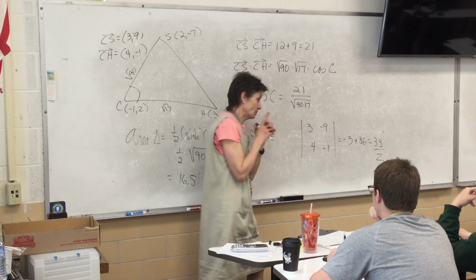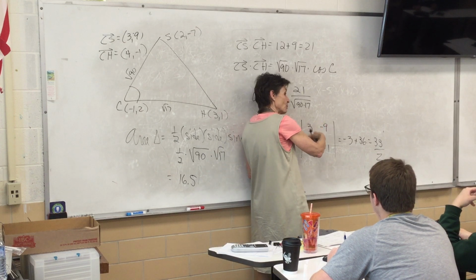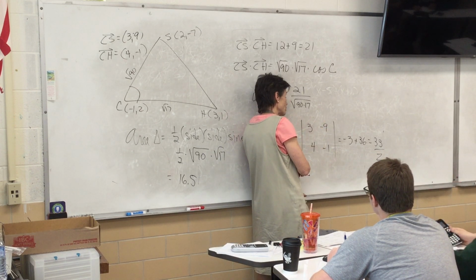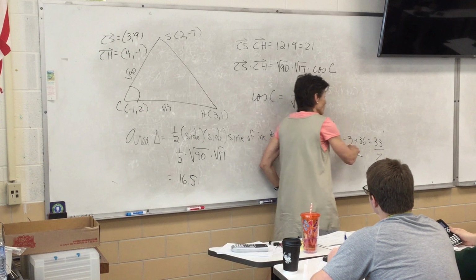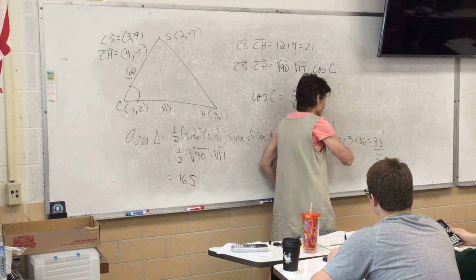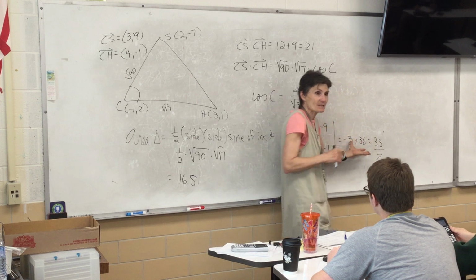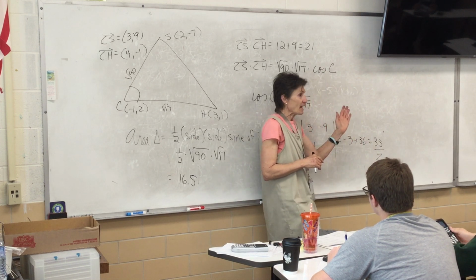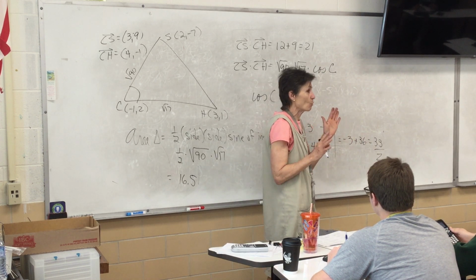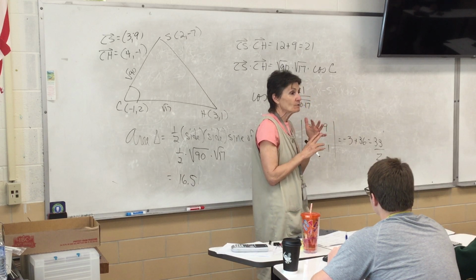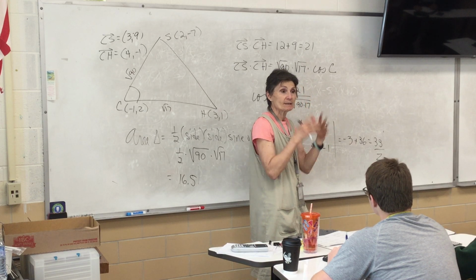It is possible, depending on how you arrange these original vectors, that when you evaluate the determinant, it will be a negative number. Can you see how that could happen? I mean, obviously, you could get a negative. If that happens, just drop the negative, just ignore it. We want the absolute value of the determinant divided by 2.